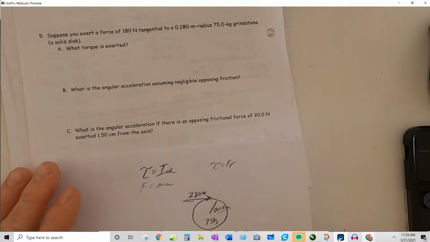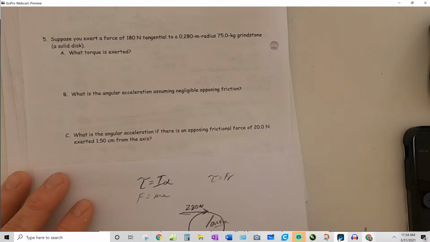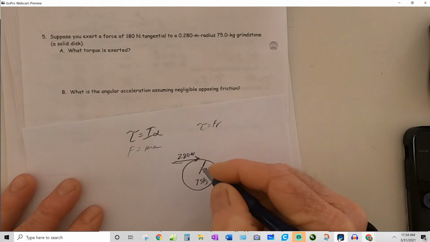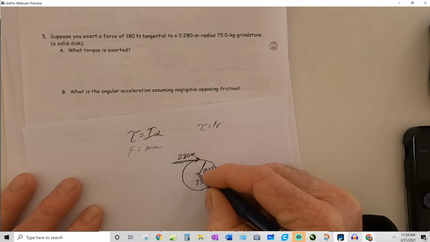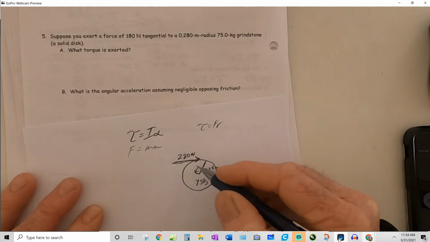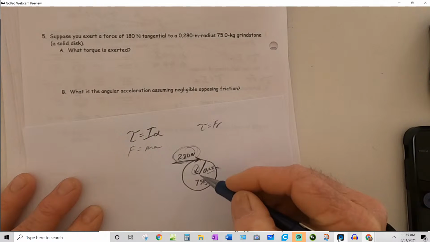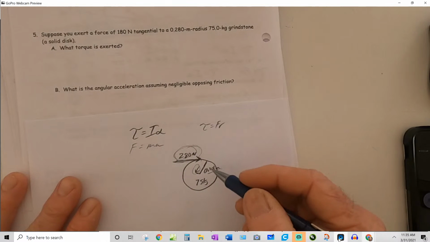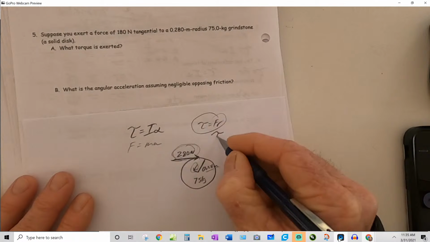People usually get a little confused when they get to part C, which says, what's the angular acceleration if there's an opposing frictional force of 20 newtons, 1.5 centimeters from the axis? So that means not only is there a push this way, but at the distance of 1.5 centimeters from the axis, there would be this opposing force. I'm drawing this as a clockwise force, then there would be this other counterclockwise force of friction. So when you're thinking about the torque on this system, this is actually net torque.